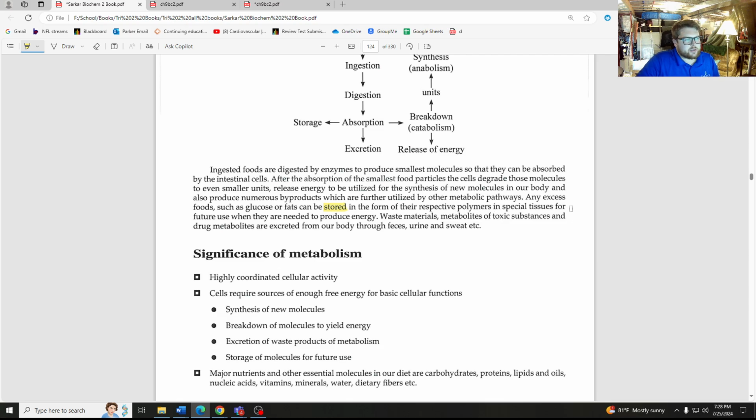Respective polymers are stored in special tissues for future use when they're needed to produce energy. Waste materials, metabolites of toxic substances, and drug metabolites are excreted from our body through feces, urine, and sweat, etc.